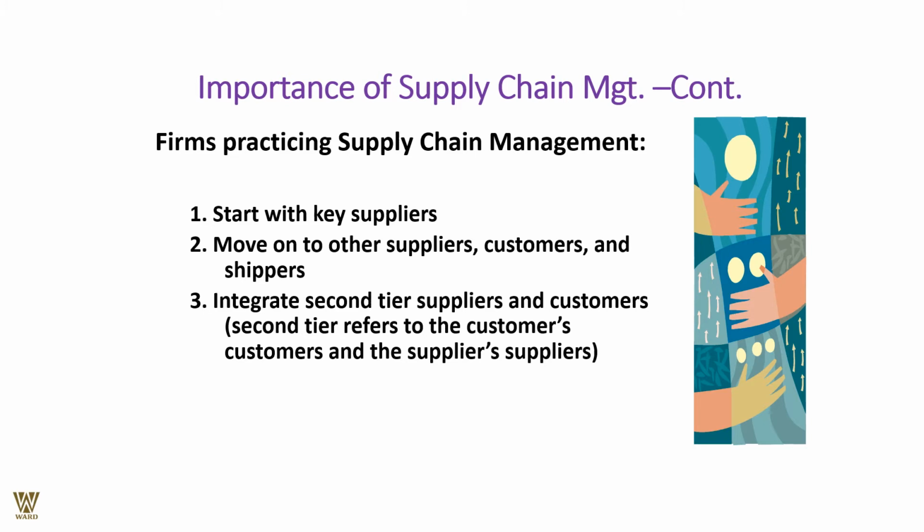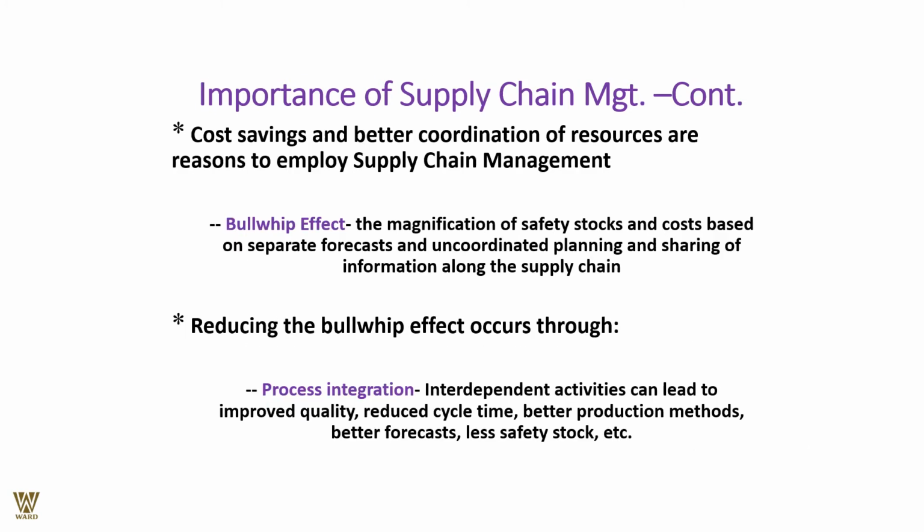A firm practicing supply chain starts with the key suppliers, moves on to the other suppliers, other customers, other shippers. Now is the time when they are going to integrate the second-tier suppliers, probably the customers. Second tier refers to the customers or suppliers from whom they are sourcing and probably managing their inventory. So that is what we need to go across with.